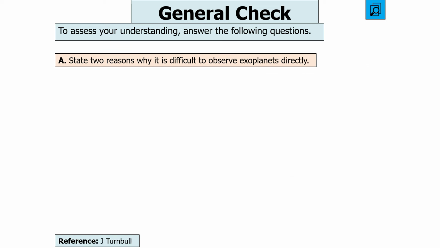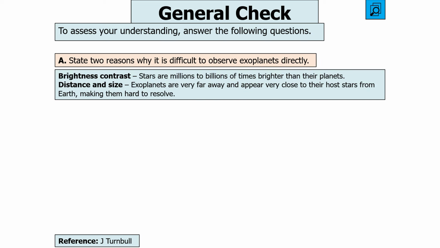State 2 reasons why it's difficult to observe exoplanets directly. Firstly, brightness contrast. Stars are millions to billions of times brighter than their planets. And secondly, the distance and size. Exoplanets are very far away and appear very close to their host stars from Earth, making them hard to resolve.